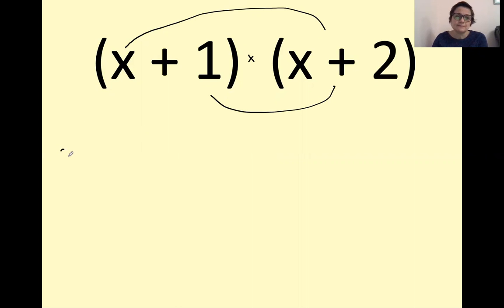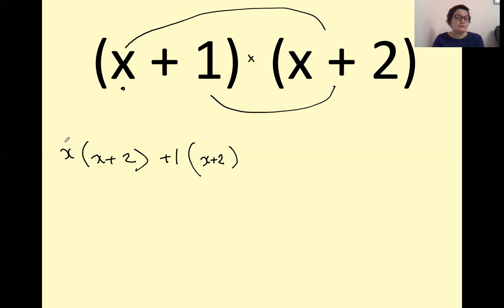So x that multiplies x plus 2, okay? And then remember, the sign remains the same, plus 1 that multiplies x plus 2. Just like that, can you see? So the first term multiplies the whole second bracket, and the second term of the first bracket multiplies the whole second bracket. And what you have now? You have two single bracket expansions.